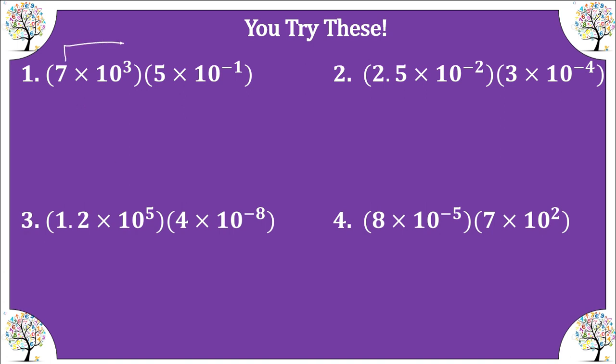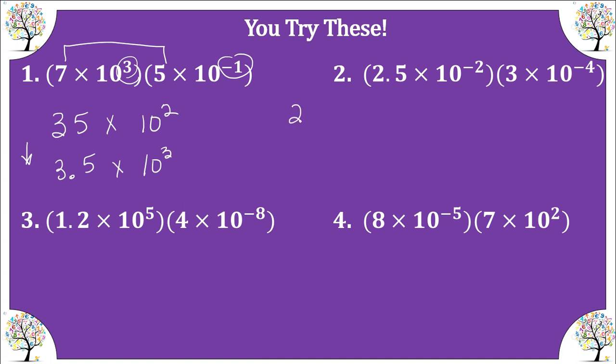Number 1, our coefficient, 7 times 5 is 35 times 10. We use the product rule to add our exponents. 35 is not between 1 and 10, so I need to move my decimal one place. So I went from 35 to 3.5, so I went down on the left side. So we need to increase this exponent to a 3.